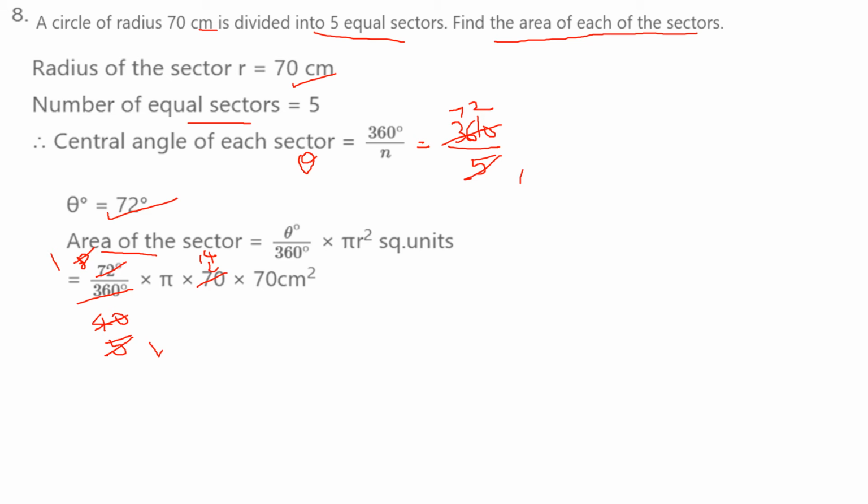So first you put a 0. 4 7s are 28, 2. 1 7 is 7, 7 plus 2 is 9. So 980 pi centimeter squared is the area value, the area of the sector.